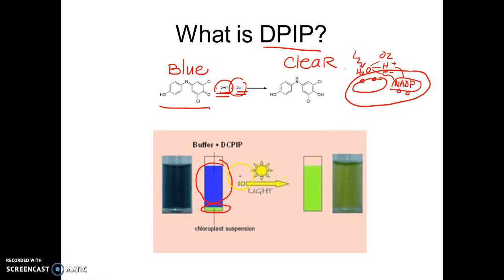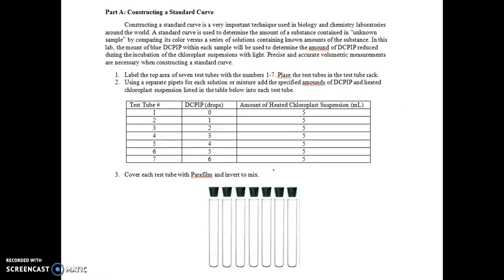Okay, so the change in color is a really good indication of how much those thylakoids are working to split up water, and it's a good indication of photosynthesis. All right? Okay, so let's talk about the actual experiment. So we're going to get 7 test tubes here, and we're going to put different amounts of this DCPIP, and all of them are going to get the same amount of chloroplasts, okay?